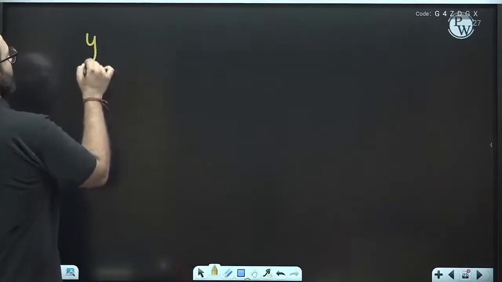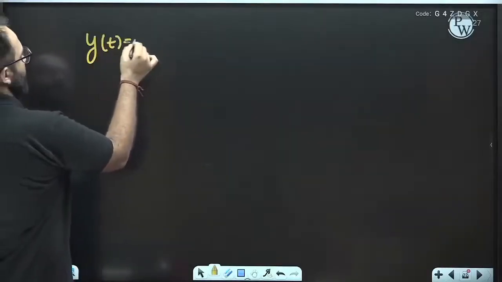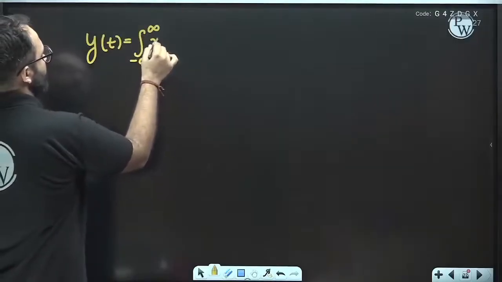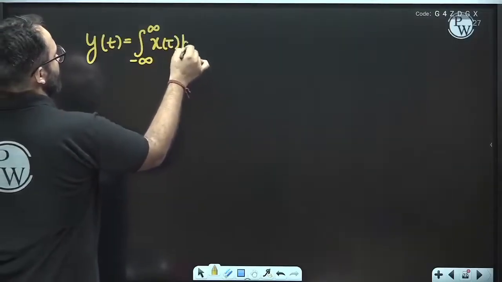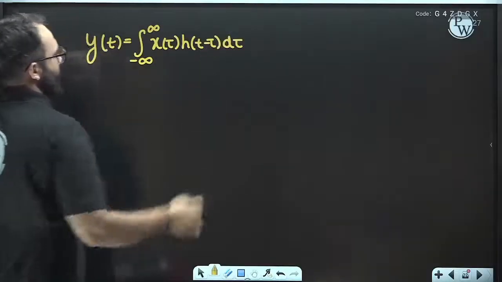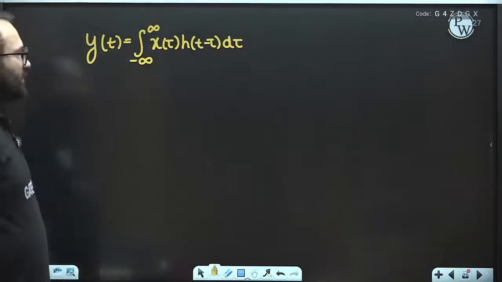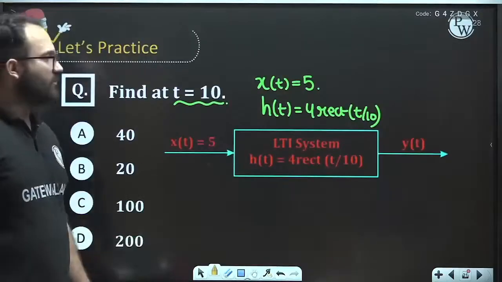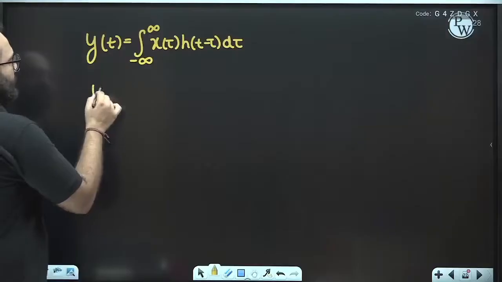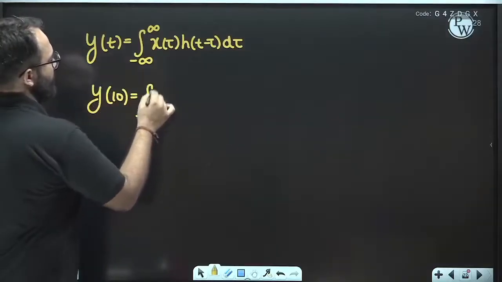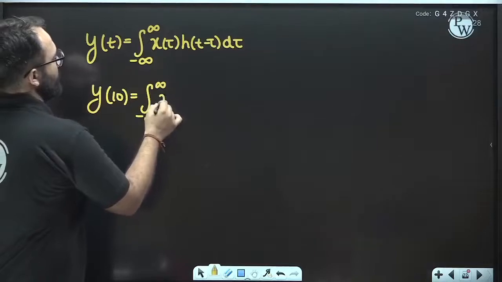So we know that y(t) is equal to the integral from minus infinity to infinity of x(tau) h(t minus tau) d tau. Okay. So we have to find out the output at t equal to 10.